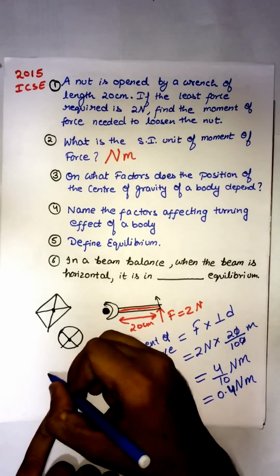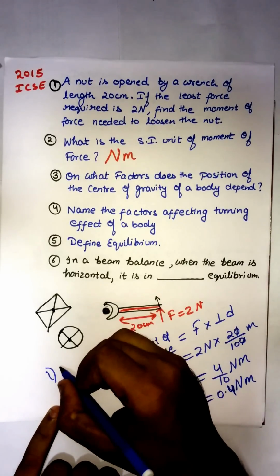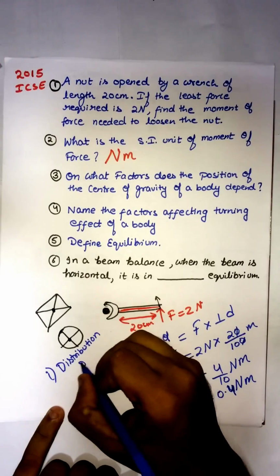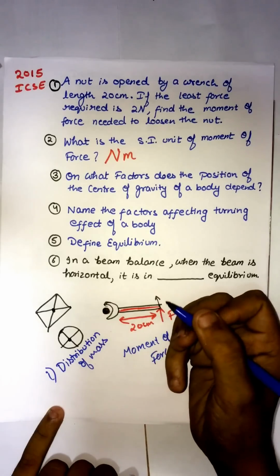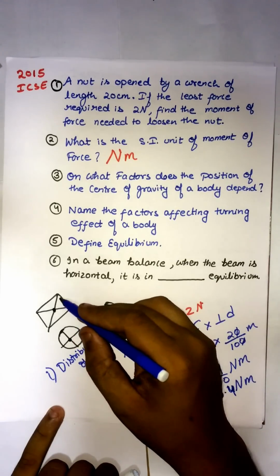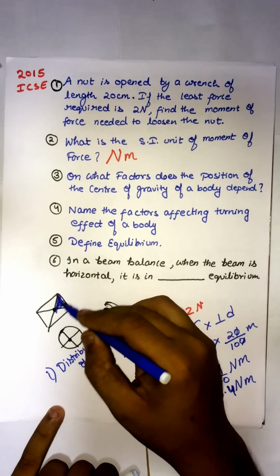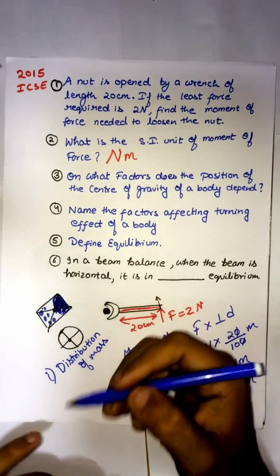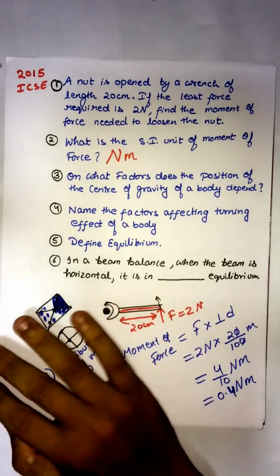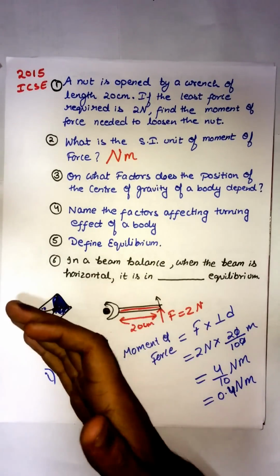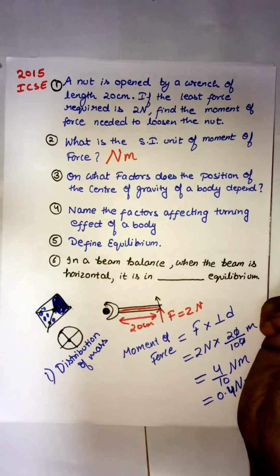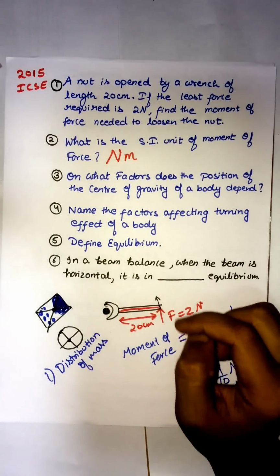So there are two main factors. First is the distribution of mass. In what way is the mass distributed? Suppose in this figure over here the mass is more. This side has a greater mass and this side has less mass, like this. So where will be the center of gravity? Where will be the total center of the mass? It will definitely be towards this side, because this side has more mass. So it depends upon distribution of mass.